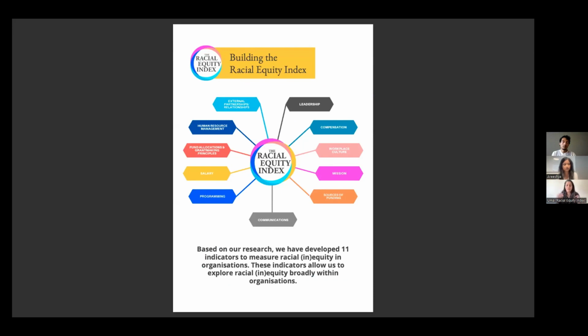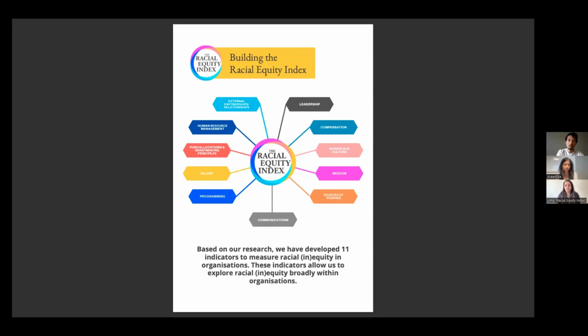So we have created, based on this research for the global mapping survey, everything's on our website as well in terms of the results from that and the qualitative and quantitative data. We've developed 11 indicators to measure racial inequity within organizations. And we're talking about funders, development practitioners, consultancies, whoever works within the global development sector at large.